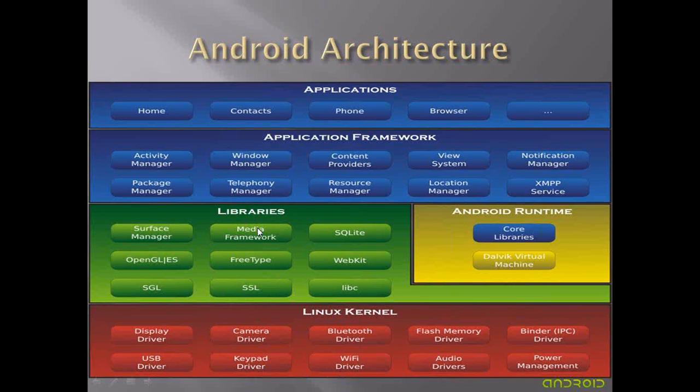What exactly are these libraries? The intention of putting this in green color is that it is written in C and C++. And the intention of putting this application framework in blue color is that it is written in Java, core Java, completely Java. Everything that is in blue color is written in Java. These core libraries are written in Java. The green ones are written in C and C++. We'll see what these libraries are.